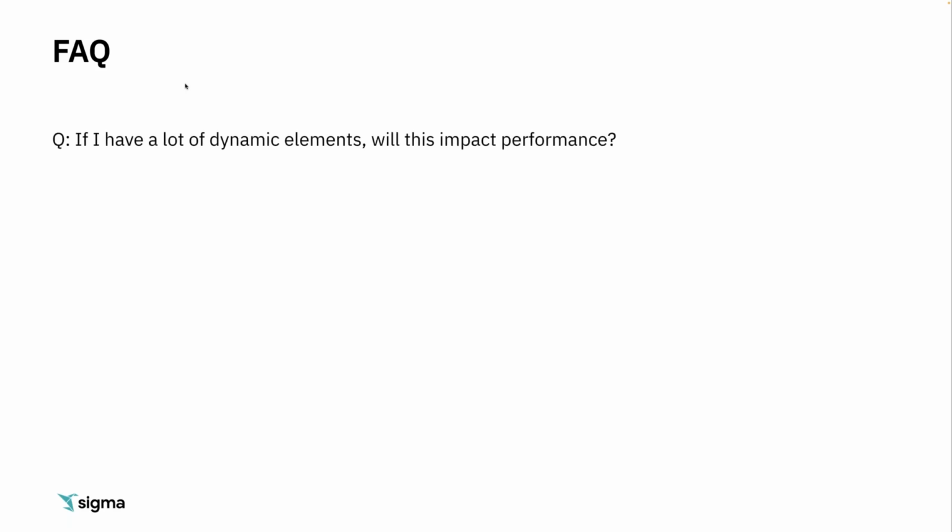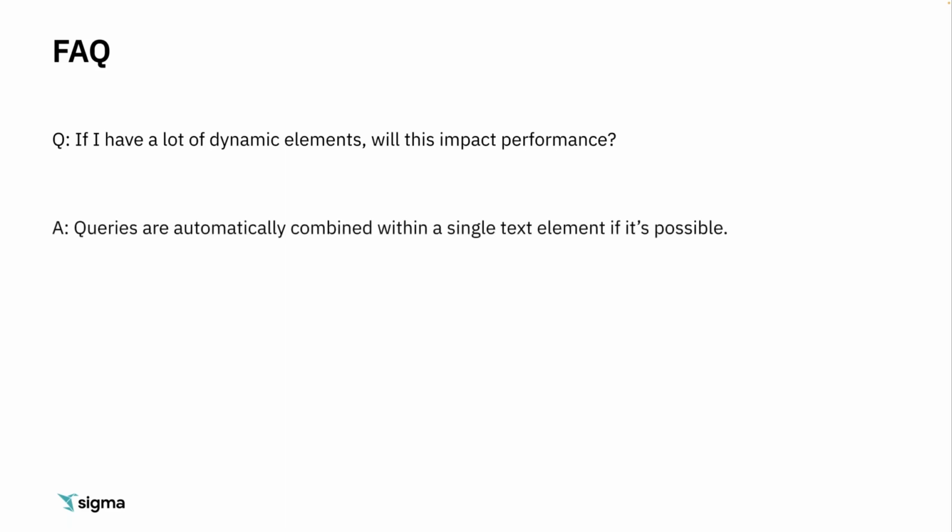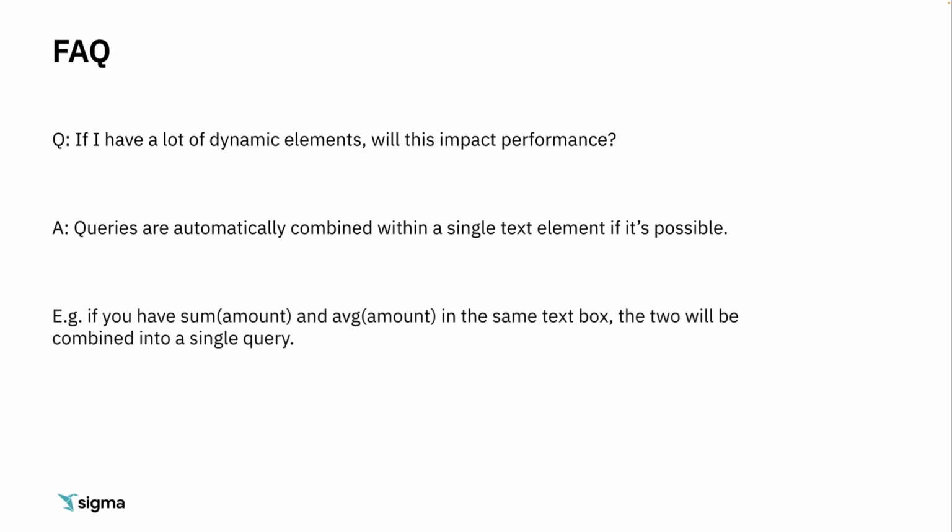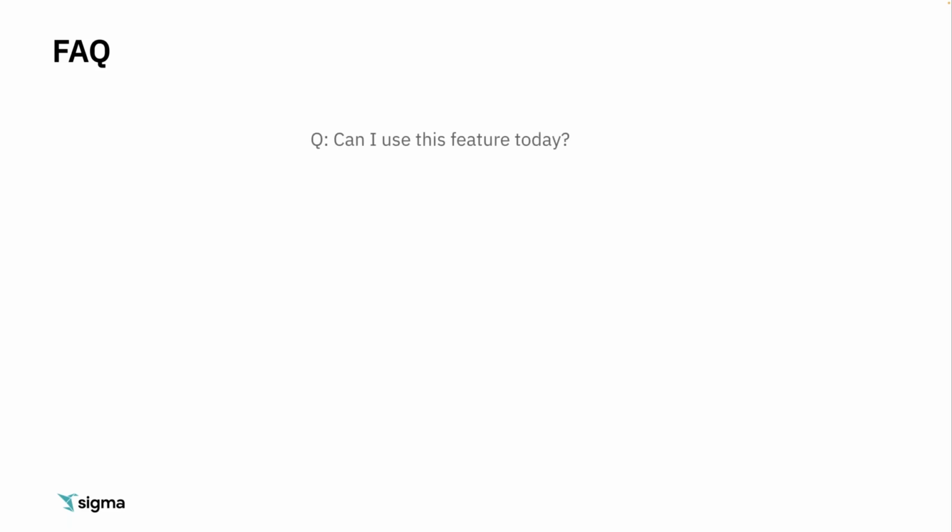So we kind of covered this, but just to reiterate, if we have a lot of these dynamic text elements, like let's say we have one text box with 5 different formulas in there, is this going to hurt my performance? We are going to automatically combine these queries if it's possible. One example is if you had one text element which had sum of amount and average of amount in the same text box, these two would be automatically combined into a single query. So this just happens automatically. No need to do anything about it. And the big question is, can you use this feature today?